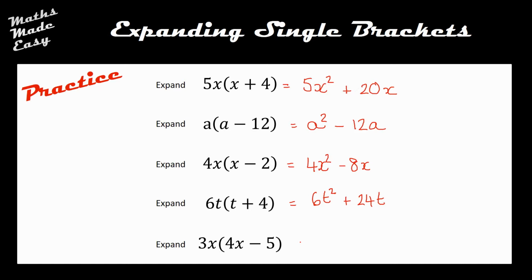And in the final one, 3x times 4x, well, the 3 times 4 is going to produce the 12 for me, and x being multiplied by x creates an x squared, and 3x times negative 5 is going to be negative 15x. Well done if you got all 5 of those correct.